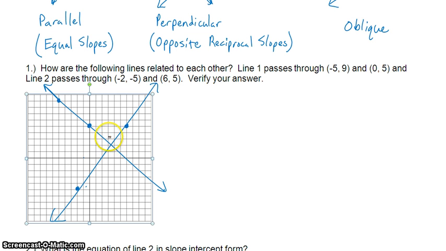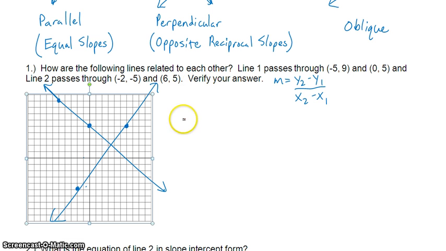And just by looking at it, it looks like those two lines should be perpendicular. It looks like this intersection is a right angle. But I need to verify my answer. In order to verify my answer, I need to use slopes. The slope formula is y2 minus y1 over x2 minus x1.